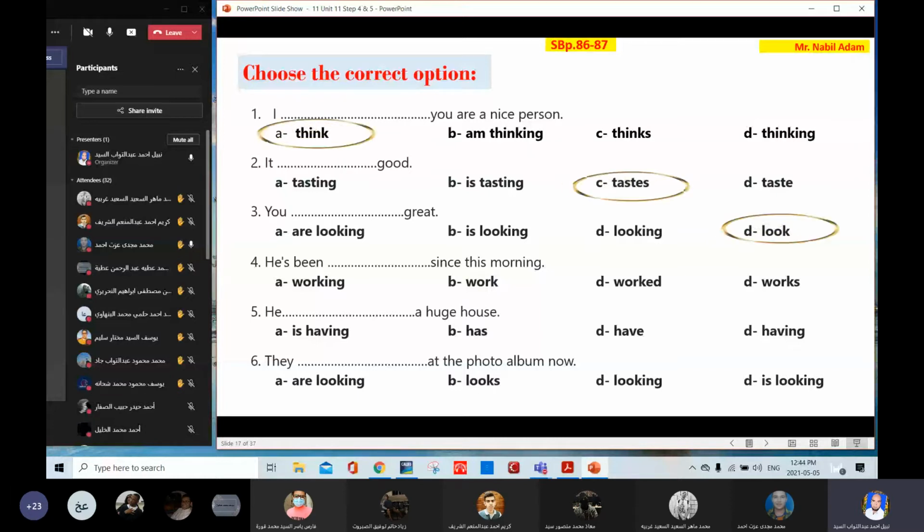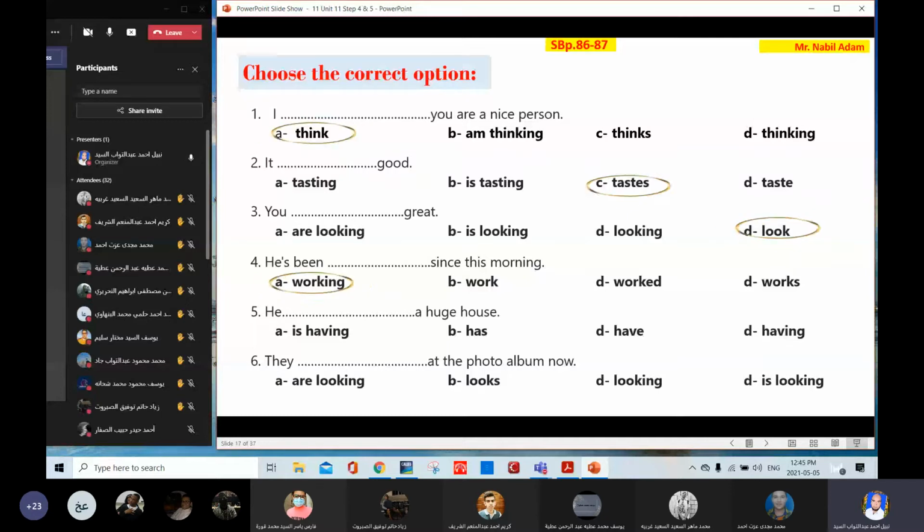Thank you. Yusuf Atiyah. He has been working since this morning. So working here is an action verb and it is preceded with has been. This is present perfect continuous. Has been plus verb plus ing. Has been working. Good.